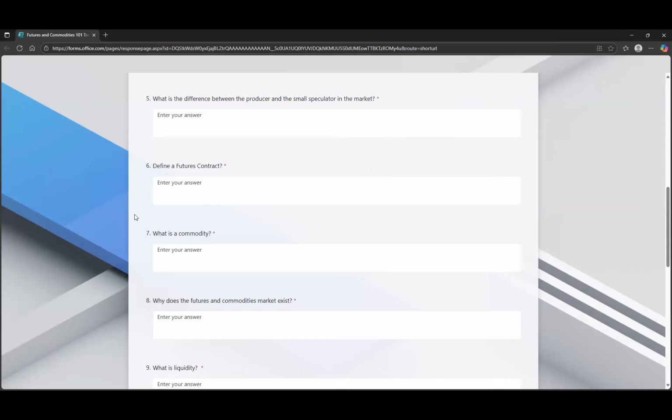A futures contract is an agreement between a buyer and a seller where the buyer agrees to pay a specific price for a specific quantity of a product that the seller promises to deliver during a definite month in the future.